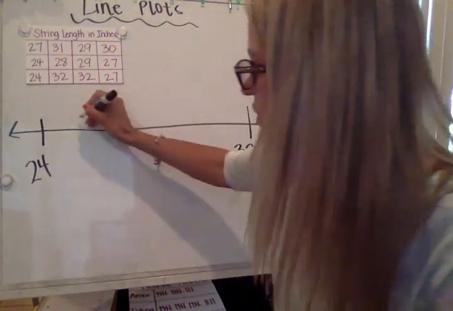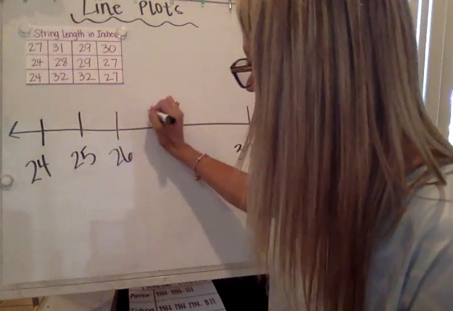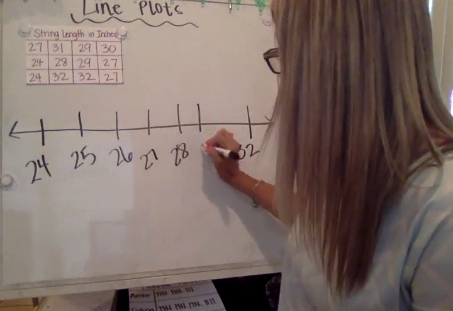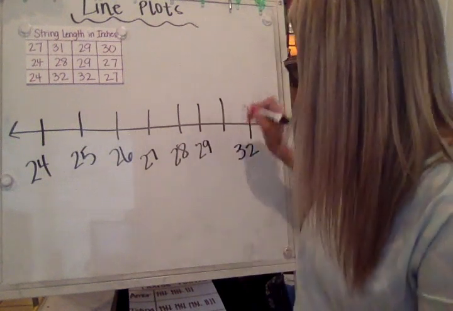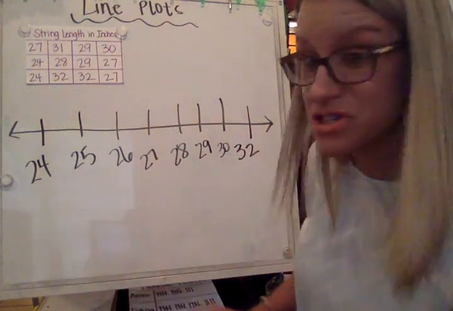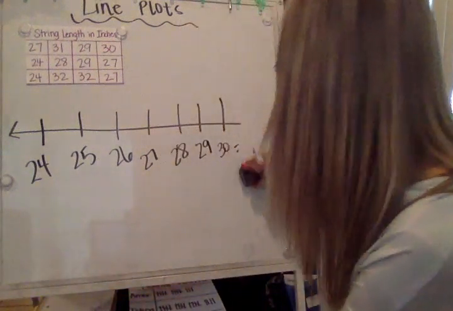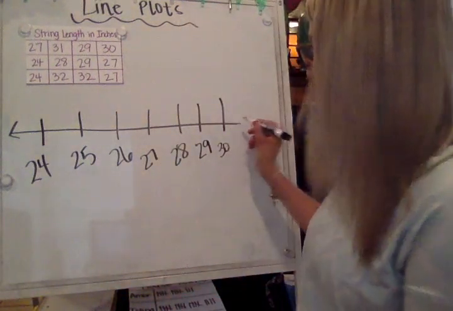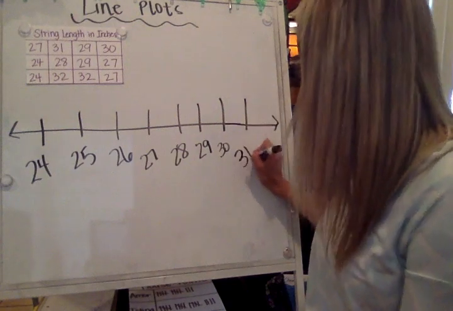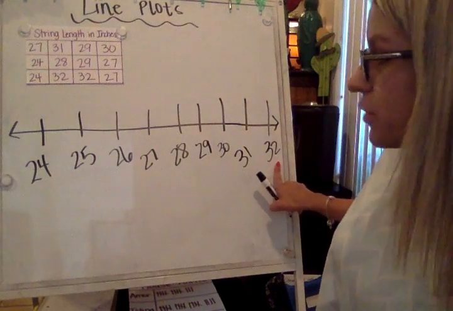So 24, we've got 25, 26, 27, 28, 29, 30. And I don't have enough space for 32, so I do have to erase and scoot this over a little bit. Sometimes that happens, but at least if you have an end goal in mind, you won't go too far. So we're stopping when we get to 32.